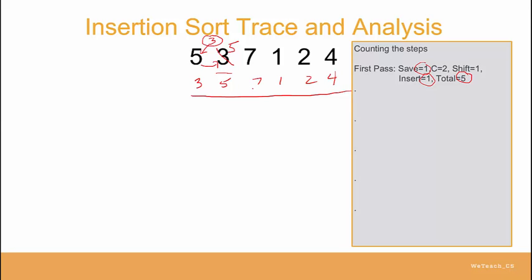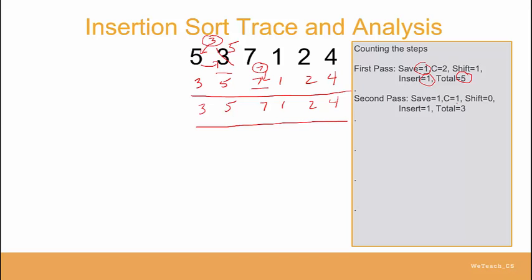Now we'll try to find the best position for the 7. And so we save a copy of the 7 up here, and we see that that's not a better place. So the 7 just goes back into place. And so again, we have 3, 5, 7, 1, 2, and 4 after the second pass. And this is always going to be the most efficient type of pass. We still save, we have one comparison that says, nope, we're in the right place, and we put it back. So the total cost is 3.